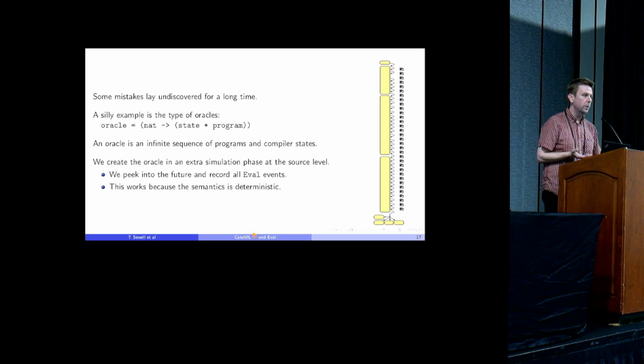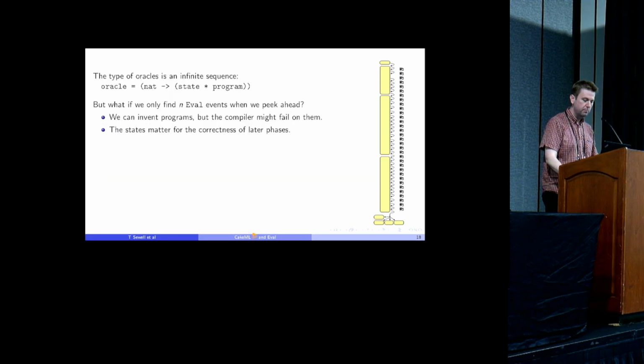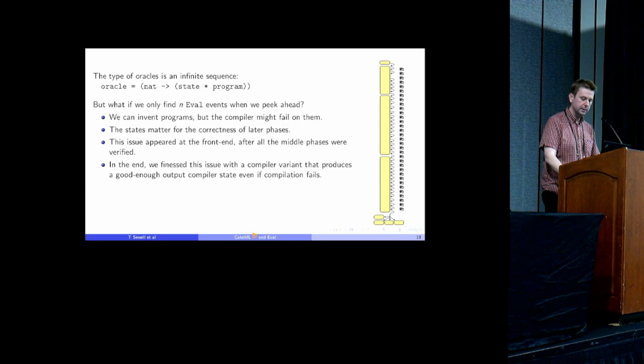And at the very end of the verification, we need to create the oracle, and we made it a complete infinite type. But what happens if the user only calls eval finitely many times? We can invent new programs. That's fine, it's easy to invent a dummy program, but can we invent a dummy state satisfying all the invariants? Not necessarily. We could just run the compiler, but the compiler can sometimes fail. And in the end, we finessed that.